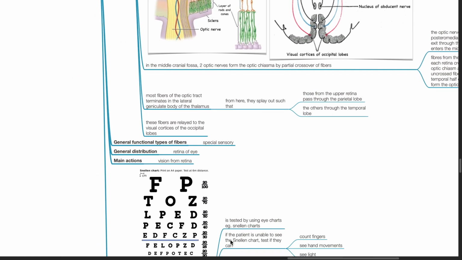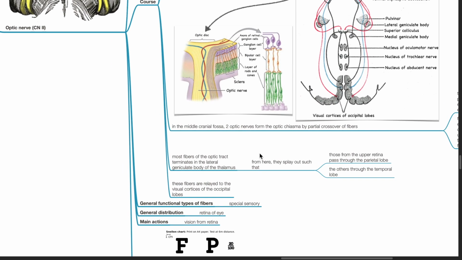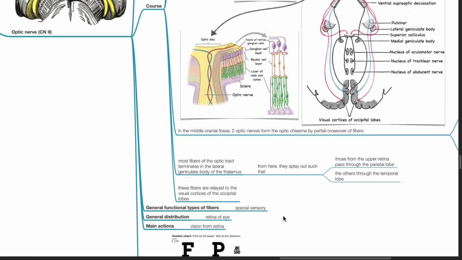The general functional type of fibers in cranial nerve 2 is special sensory, with general distribution to the retina of the eye. The main action is to transmit vision from the retina.